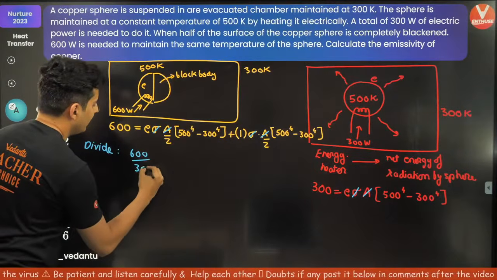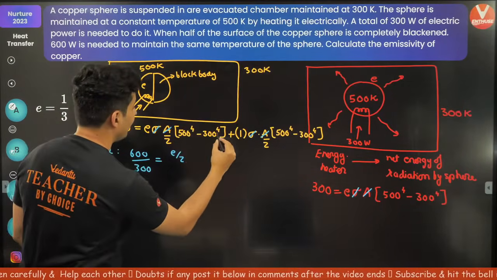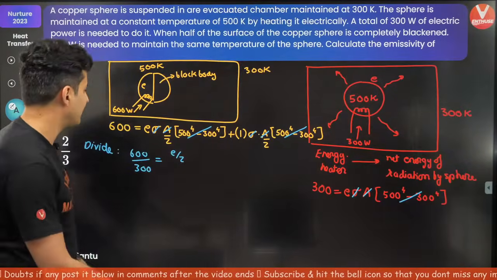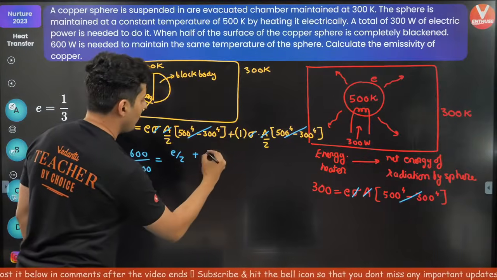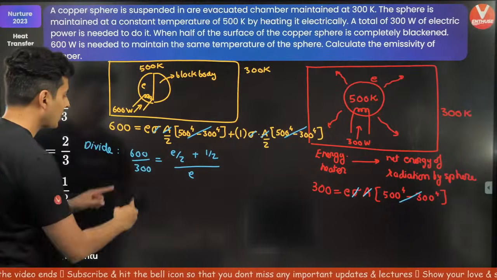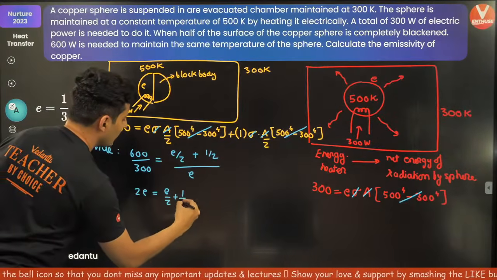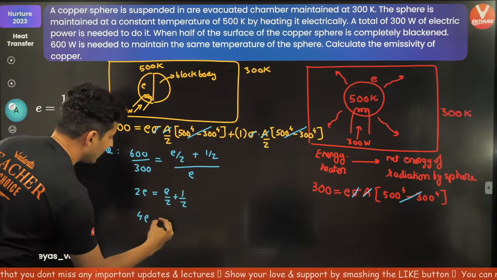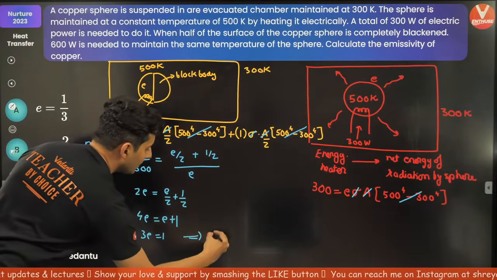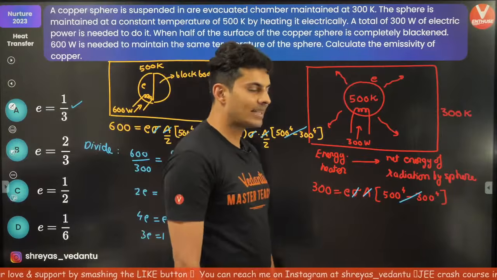What will you get? 600 by 300 will be equal to, here I will have E by 2, and by the way, this 500 raised to 4 minus 300 raised to 4 will also get cancelled. So (E by 2 plus 1 by 2), the whole thing divided by just E. 6 by 3 is 2, so it will become 2E is equal to E by 2 plus 1 by 2. Take that 2 over here, so it will become 4E is equal to E plus 1. So it will become 3E is equal to 1. Naturally, E will become 1 by 3. Is it there somewhere? Yes, option A. That's how you do it.